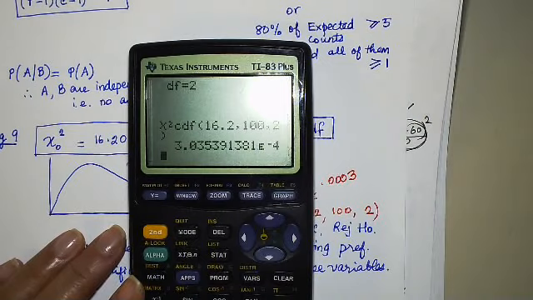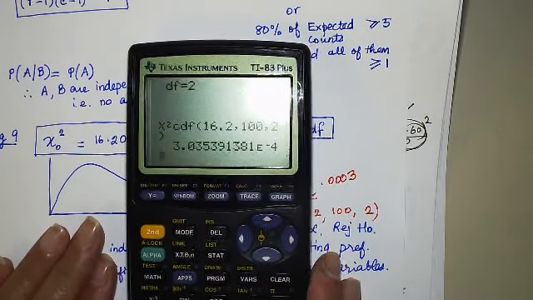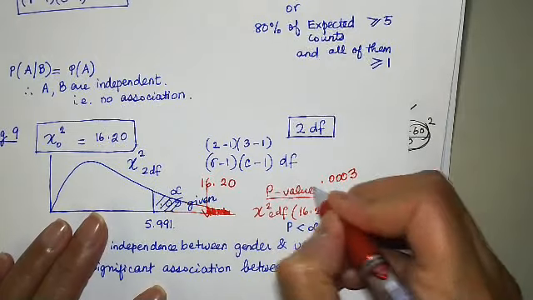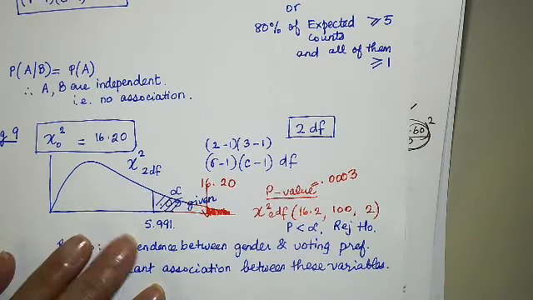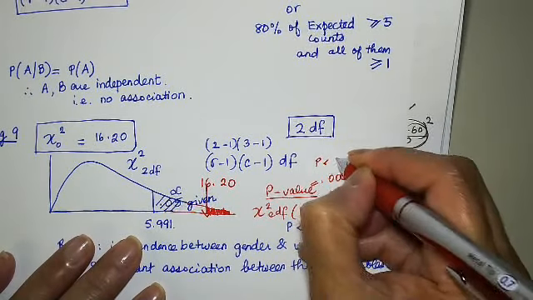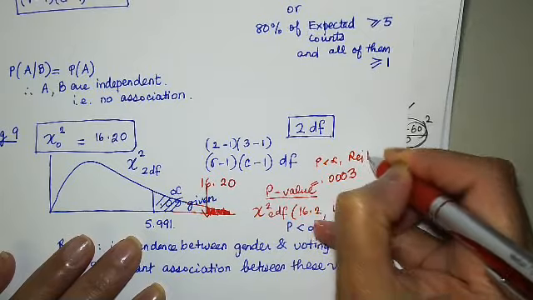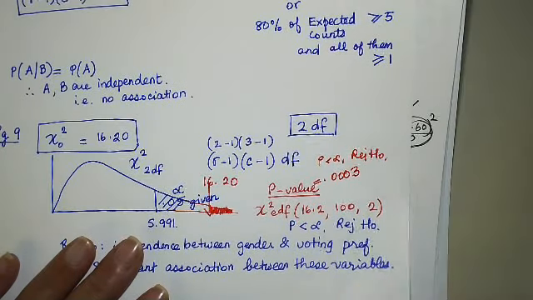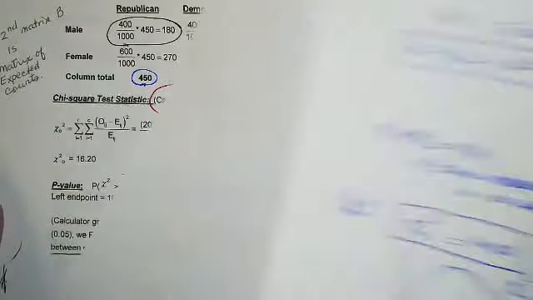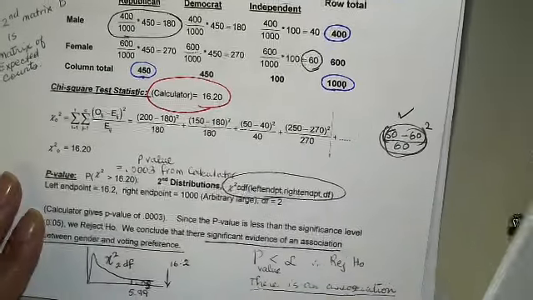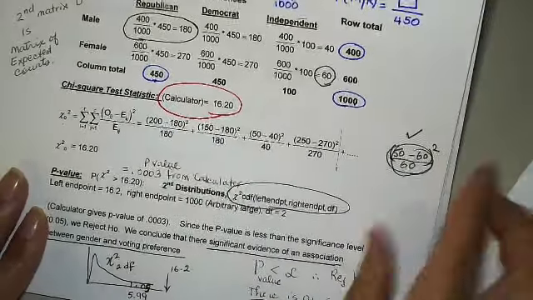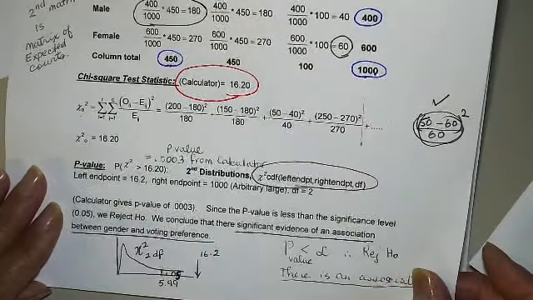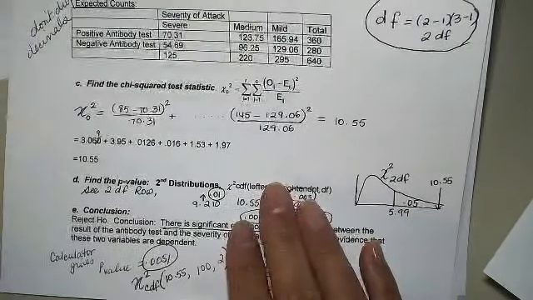Second distribution, chi-square CDF, 16.2, comma, 100, degrees of freedom 2. 3.0 times 10 to the negative 4. That's exactly what it gave us. So we're good. And obviously p is less than alpha, so reject H naught.